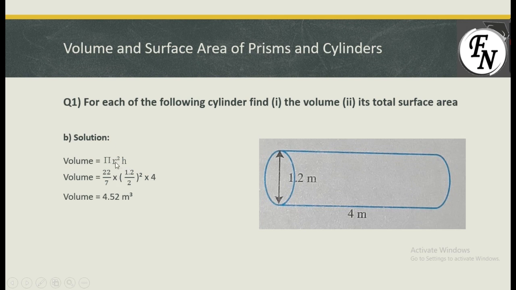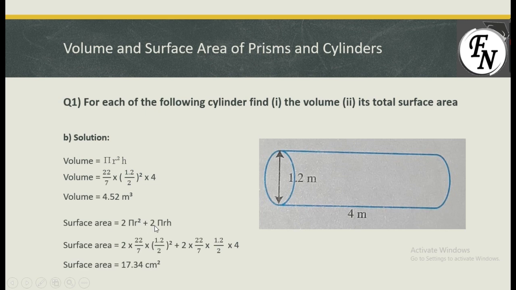So I have written here that radius is 1.2 divided by 2. So first we will simplify this, then we will take the square. Don't forget to do the division first and then take the square. Otherwise it will not follow the BODMAS rule and it will turn out to be a wrong answer. So we have substituted that pi is 22 over 7, r is 1.2 over 2, that would be the radius in this case. You can divide it separately and then substitute it here, but I have substituted directly with the division. And h is 4, so when we simplify we obtain 4.52 meter cube.